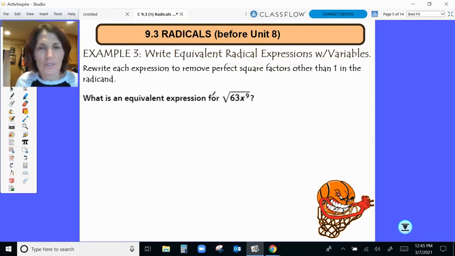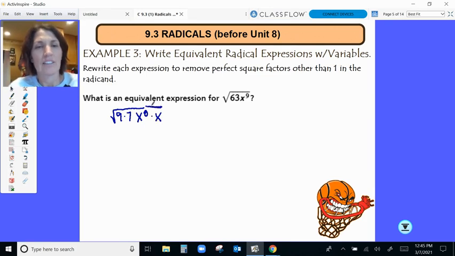So now let's add some variables into this guy. So rewrite this expression to remove perfect square factors other than 1. And now we're going to add variables. So the trick I like to remember is, since this is a square root, we take the square root of a variable by dividing by 2. So I want to think about what's the next highest power of x that would be divisible by 2. And that would be the 8th power, right? So again, 63 would be 9 times 7. And I'm going to write x to the 9th as x to the 8th times x. Okay, because 8 divided by 2 would give us the 4th power.